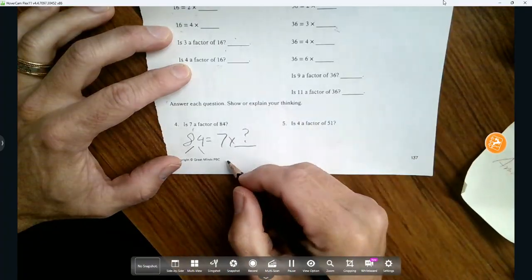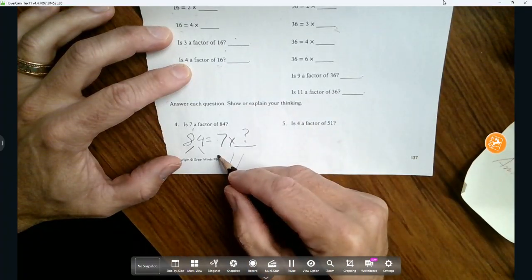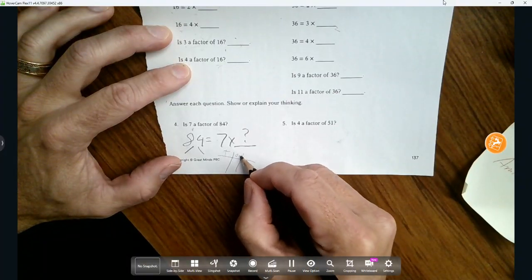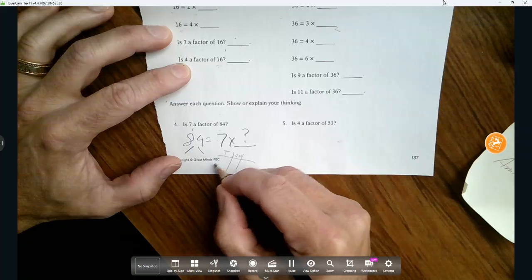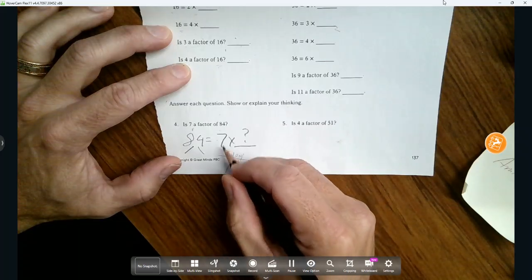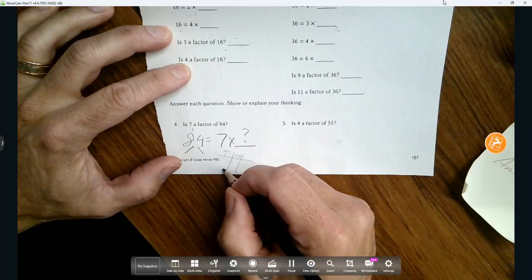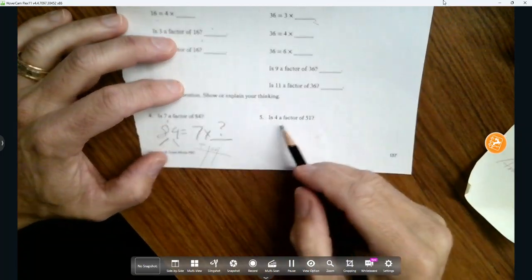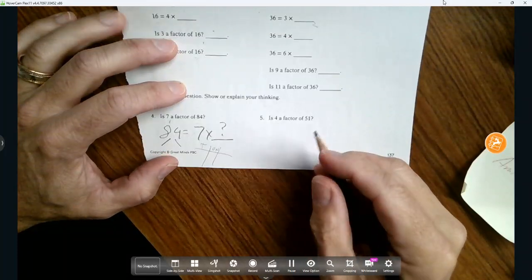Can you draw out your place value chart? And do your 10s and 1s and put 8 10s and 4 1s and then take out 7? Can we do it that way like we worked on before? There's a bunch of ways you can do this. And then it is 4, a factor of 51.